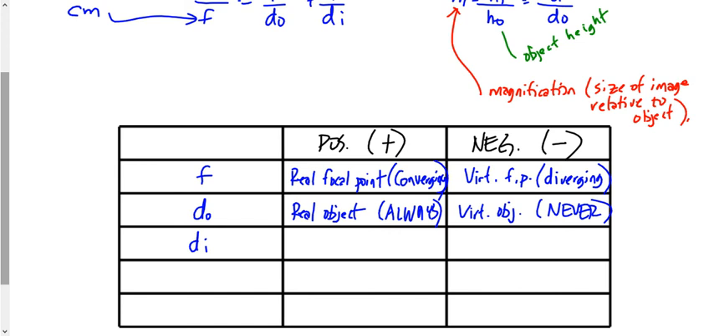DI, when is it positive? When you have a real image. And it's negative when you have a virtual image. Now, you know that you always get a virtual image with a diverging lens, and you sometimes get a virtual image with a converging lens. So DI, we can't really give any more clarification on when it's going to be positive and negative. You got to look at each individual situation. If it's real, make it positive. If it's virtual, make it negative.